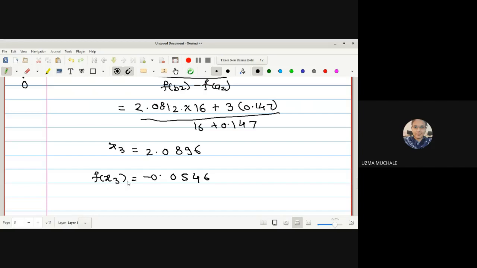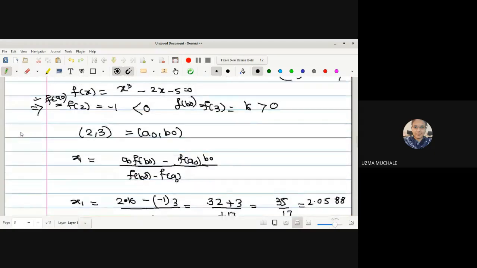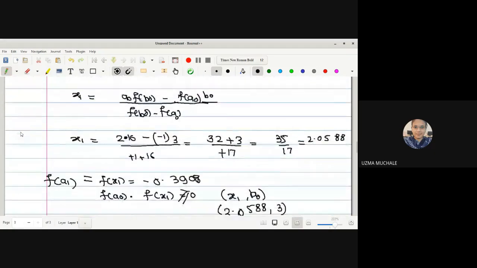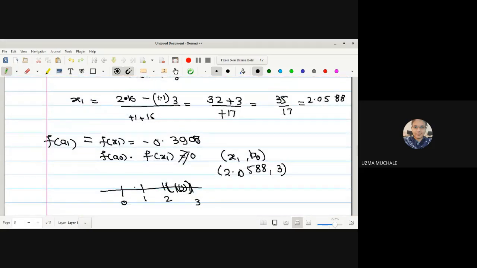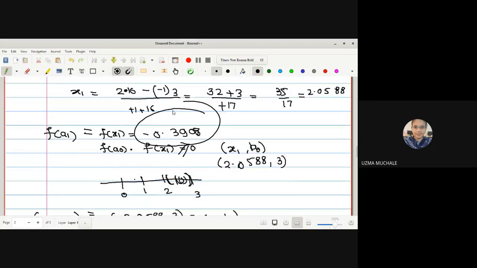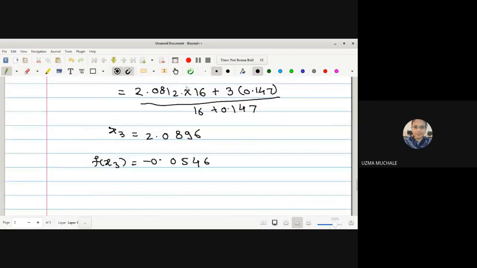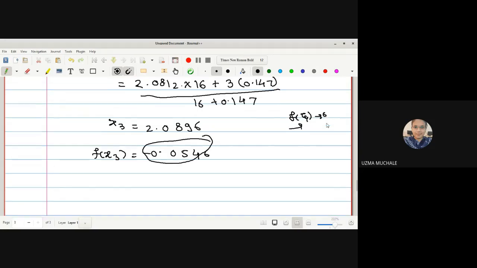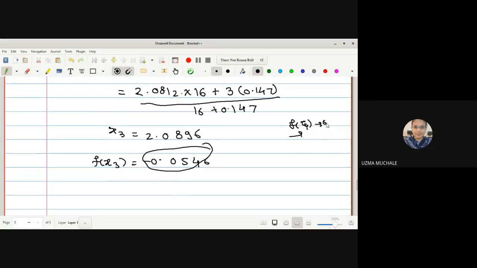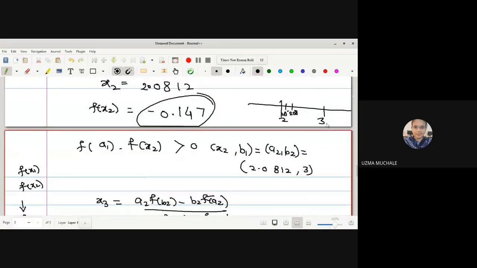Now you can check the value of f of x3 is very near to 0. It is 0.0 something. Earlier what was the value of f of x1? It is 0.398. Right. The next value we observed is 0.147, and now the next is 0.05. So as you increase the number of iterations, your f of that number is tending to 0.